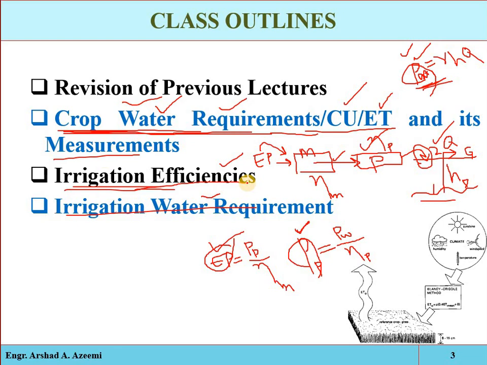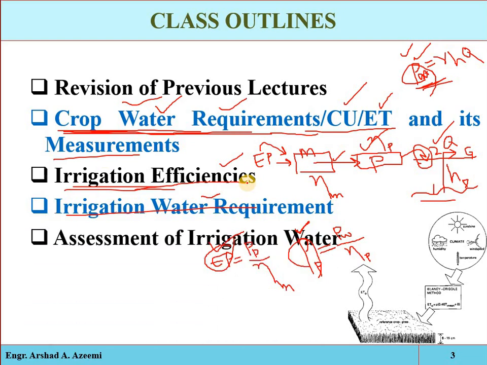efficiencies. Okay, and then at the end we will have the assessment of the irrigation water, like how the farmers are utilizing the irrigation water, how much money will be charged to the farmer, how much they will have to pay. It means how much bill the farmer will have to pay. That is the assessment of the irrigation water.